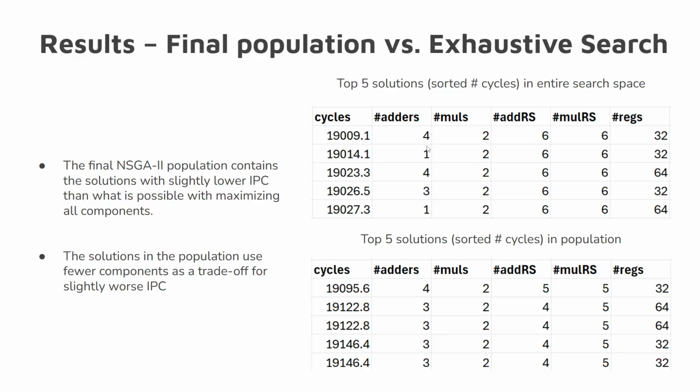So as you would expect, the best IPC is achieved by using the most components of everything you have available. And also in the other top 5, this is out of the entire search space, it's using a large number of components. Like reservation stations, it's always using the maximum amount. For adders, it's using 4 here again. These might be outliers using only 1. Maybe it has a small impact.